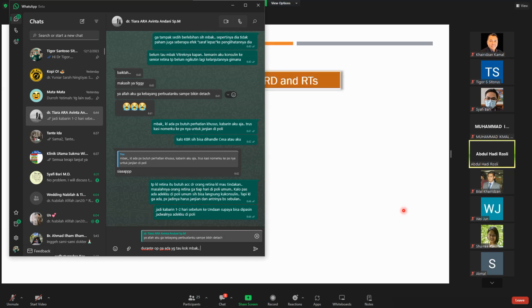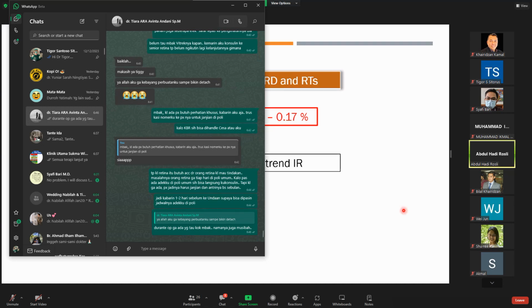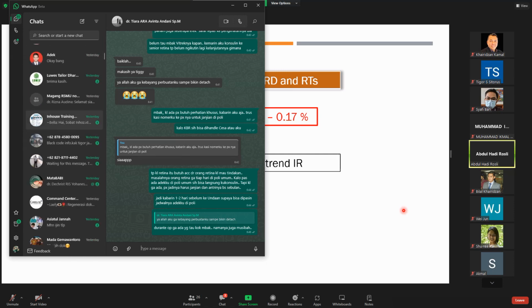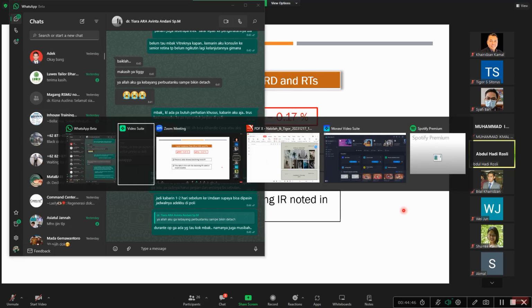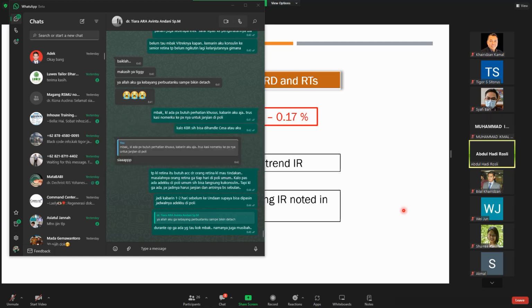For the discussion, this study found that the incidence rate for RRD and retinal tear post-cataract surgery is about 0.1% for RRD and 0.17% for retinal tear. From previous studies, the incidence rate of RRD after cataract surgery before the modern day of small incision cataract surgery ranged between 0.6 to 1.7%. But more subsequent studies showed a declining trend of incidence rate, and this study's finding was also in line with the declining incidence rate noted in recent studies.